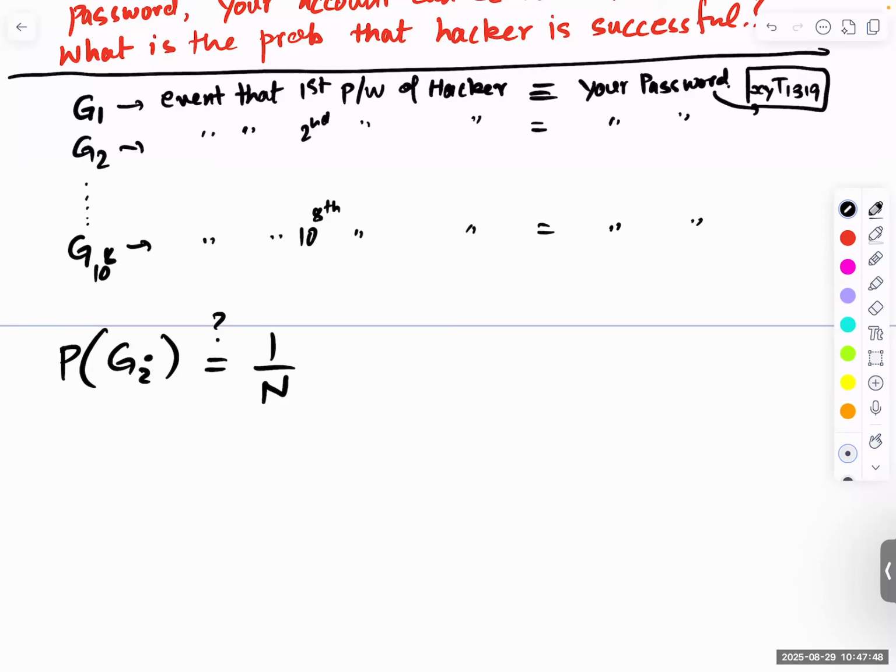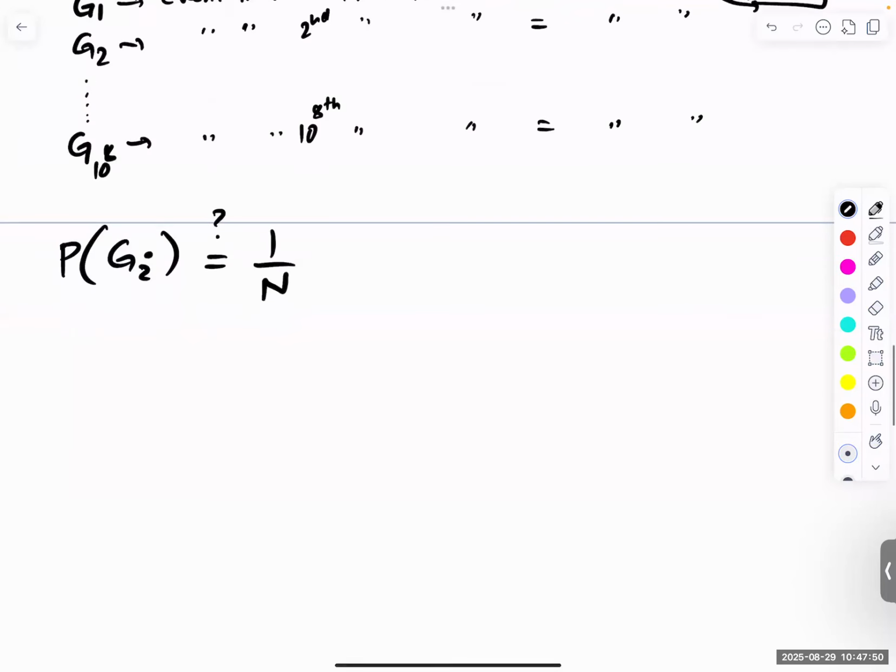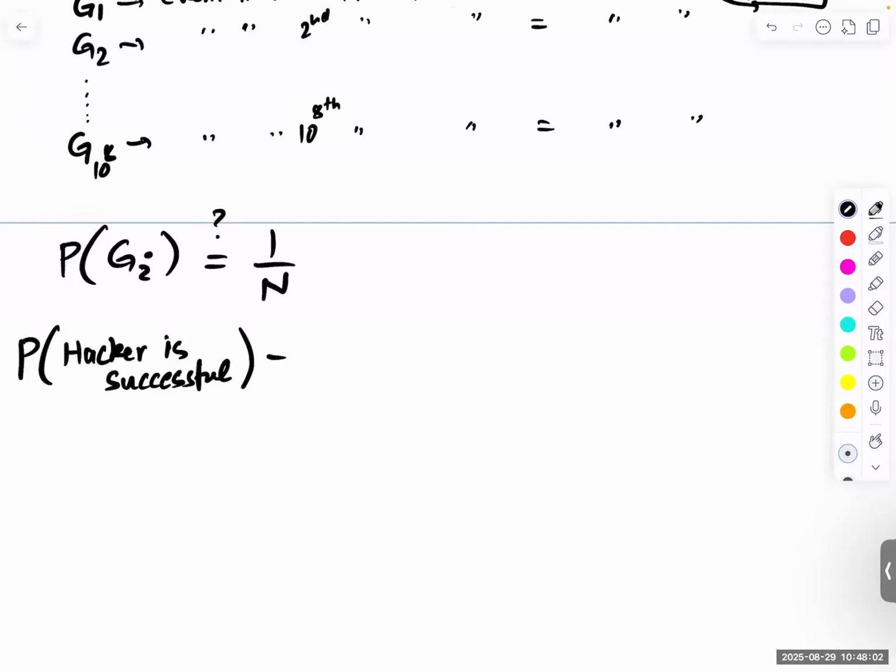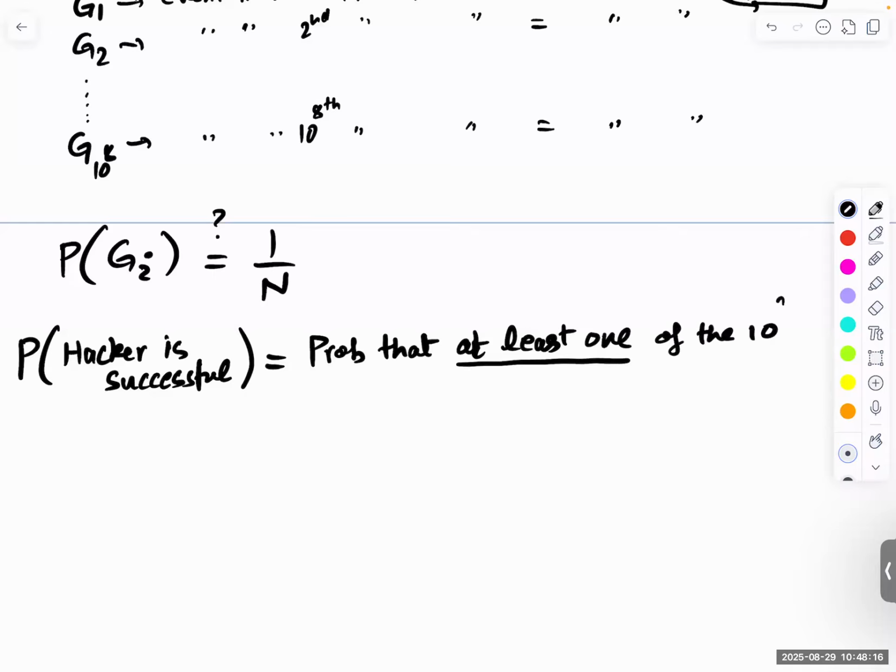Now, what are we interested in? We are interested in the probability of the hacker is successful in cracking your password. So in words, what is this probability? This is the probability that at least one of the 10 raised to power 8 passwords match your password.